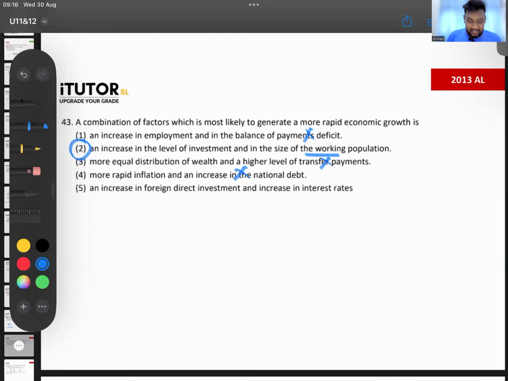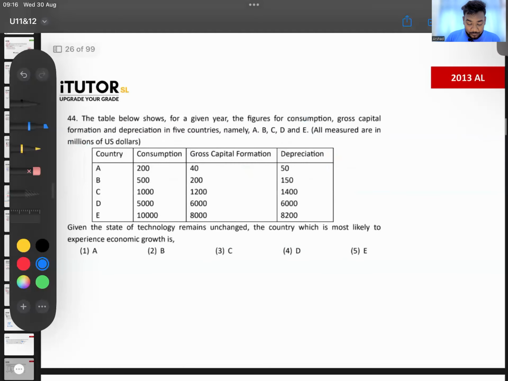That is Mahinda's logic. Then increase in interest rates. No, if you increase interest rates, economic growth will come down because consumption will fall, investment will fall. So use a little bit of common sense, guys. Very easy question. Okay, then we'll go to 44.